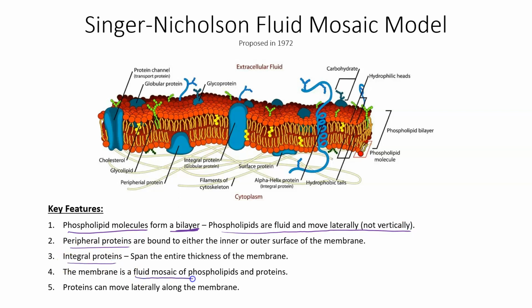The membrane is a fluid mosaic of phospholipids and proteins, and what I mean by fluid mosaic is that it is a mosaic because it is a large component made up of individual smaller components, but it's also fluid because it has the ability to move and undulate and move the individual components laterally, so they are not fixed or rigid within the structure that is the membrane. Proteins can move laterally along the membrane as long as they are not permanently fixed, like a lot of the integral proteins are.